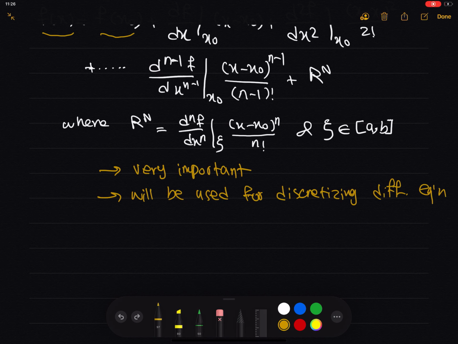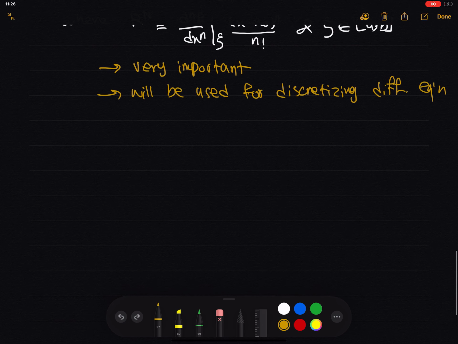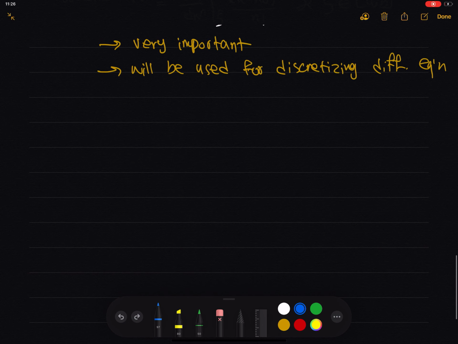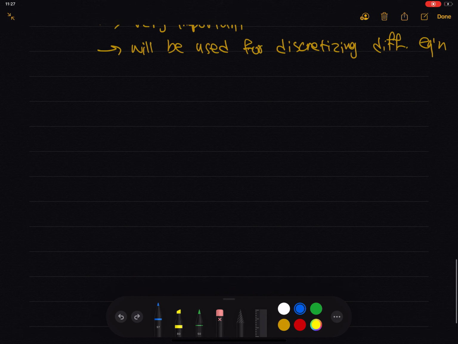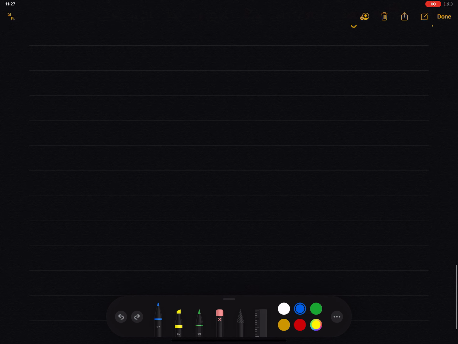Okay, now I want to define another important set of equations, which is ordinary differential equations. So let's go through that and see how they are defined, and then I'm going to solve one simple example of that, and then we will move forward with our partial differential equations, which is the main part of the course.